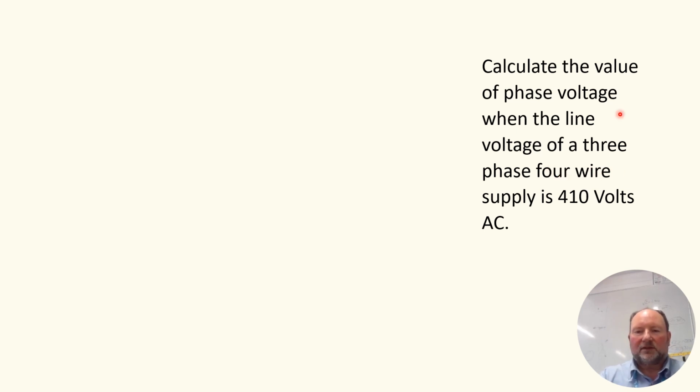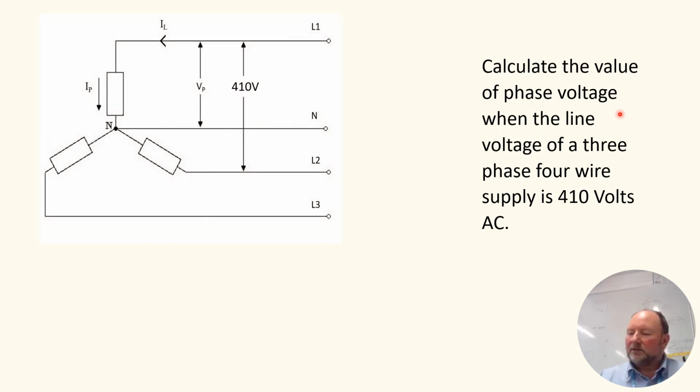Now I like to visualize things, so here's a little drawing I've done for you. We have our star connected system with the 4 wires. It's the 4-wire supply, so it means it's 3-line and neutral. I've already put in the line voltage for you, 410 volts, and it's this voltage here we're trying to find, the phase voltage.